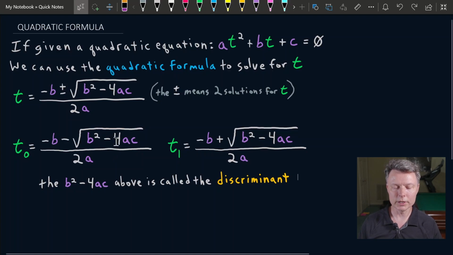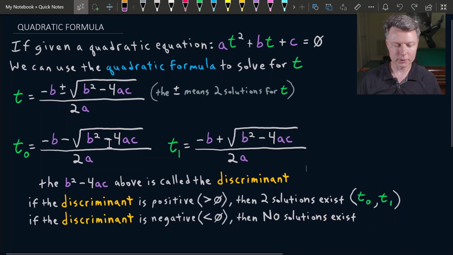So when we put these equations into the code, we're going to first check this little part here, this b squared minus 4ac, and if that part, that discriminant, is positive, if it's greater than 0, then two solutions exist. And it'll give us back t0 and t1, and that's what we wanted. However, if the discriminant, this part right here again, is negative, less than 0, then no solutions exist.